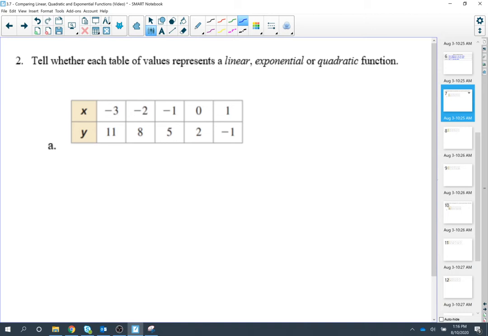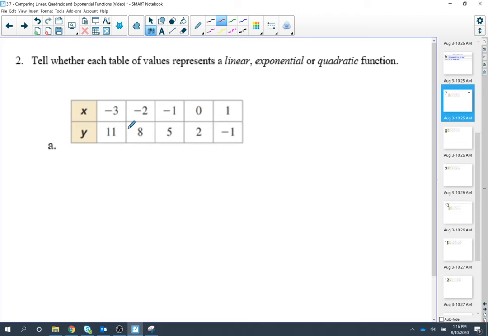Number 2, tell whether each table of values represents a linear, exponential, or quadratic function. Now, we're either going to use this idea of a common ratio or first or second differences. First thing we're going to check for is our x values. In order for this to work, your x values have to either be increasing or decreasing by 1. If they're skipping all over the place and something goes up by 2 and something goes up by 5, this is not going to work. So when we're dealing with the table of values, -3, -2, -1, 0, 1, those have to be increasing by 1.